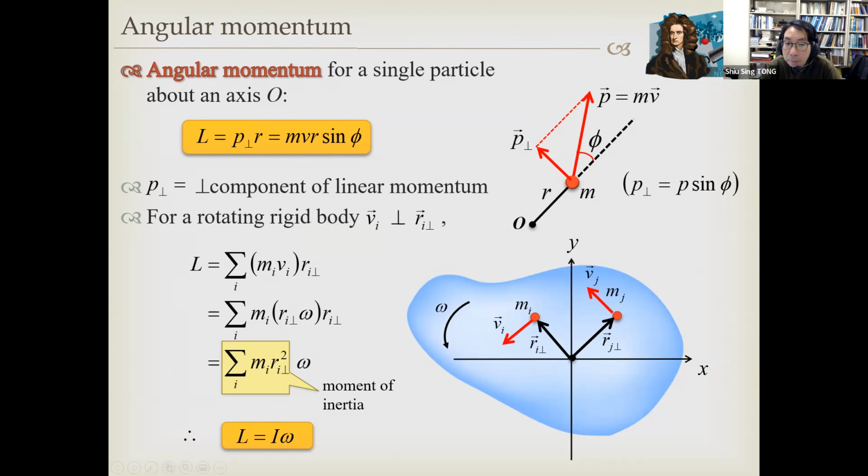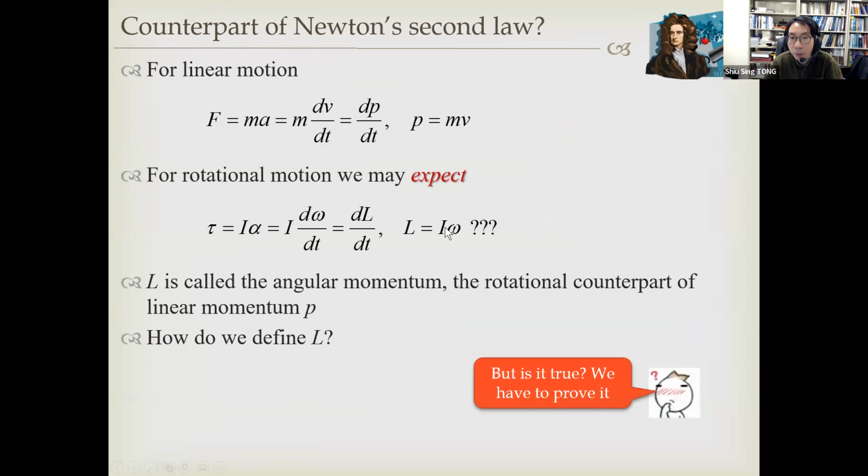But this summation is exactly the moment of inertia. This is how we define the moment of inertia of a body, right? So that means the angular momentum for a rigid body can be written as the moment of inertia I multiplied by the angular velocity omega. So that fulfills our expectation. L is in fact I omega. So this is what we guessed, and this is true.